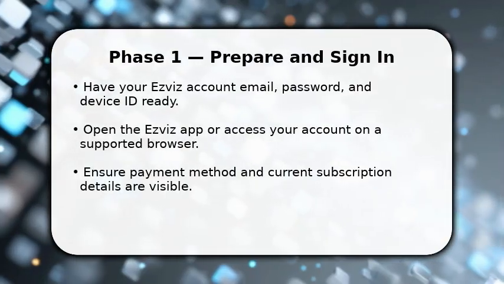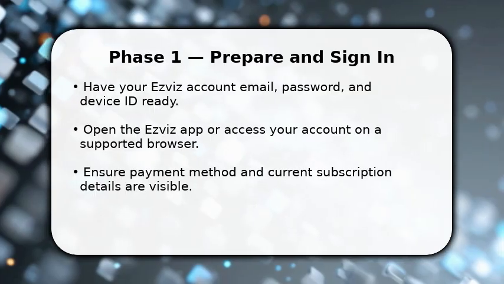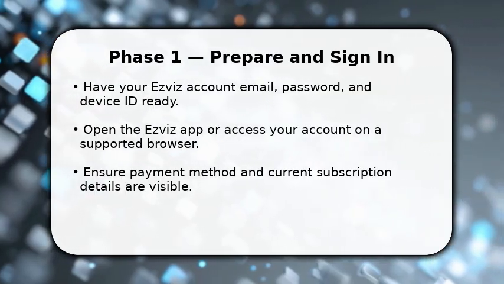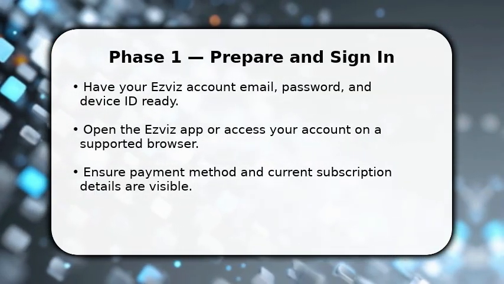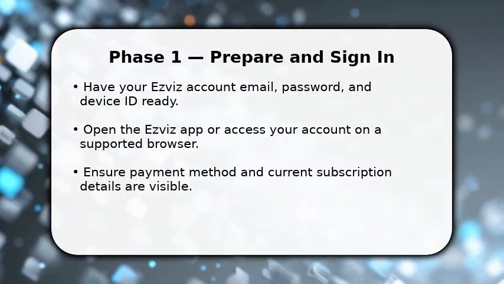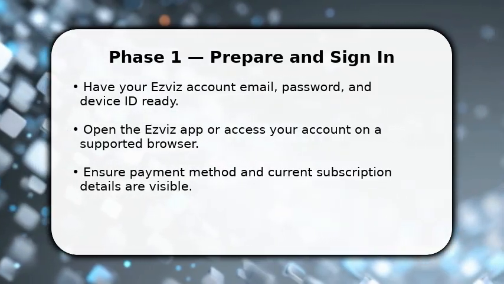You need to act now. Open the Ezviz app or website and sign in with your account email and password. Once signed in, go straight to account or profile so you can see subscription status, billing method, and device list.